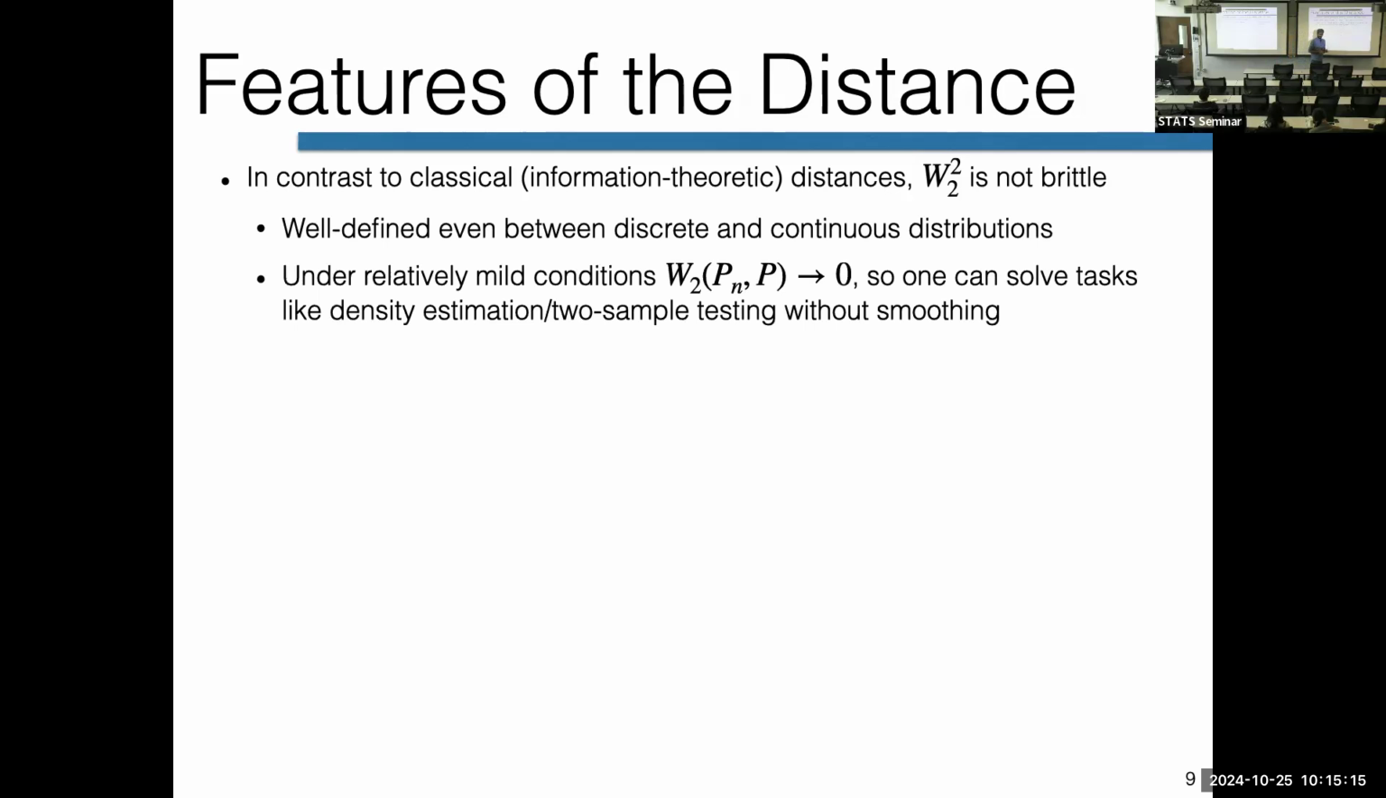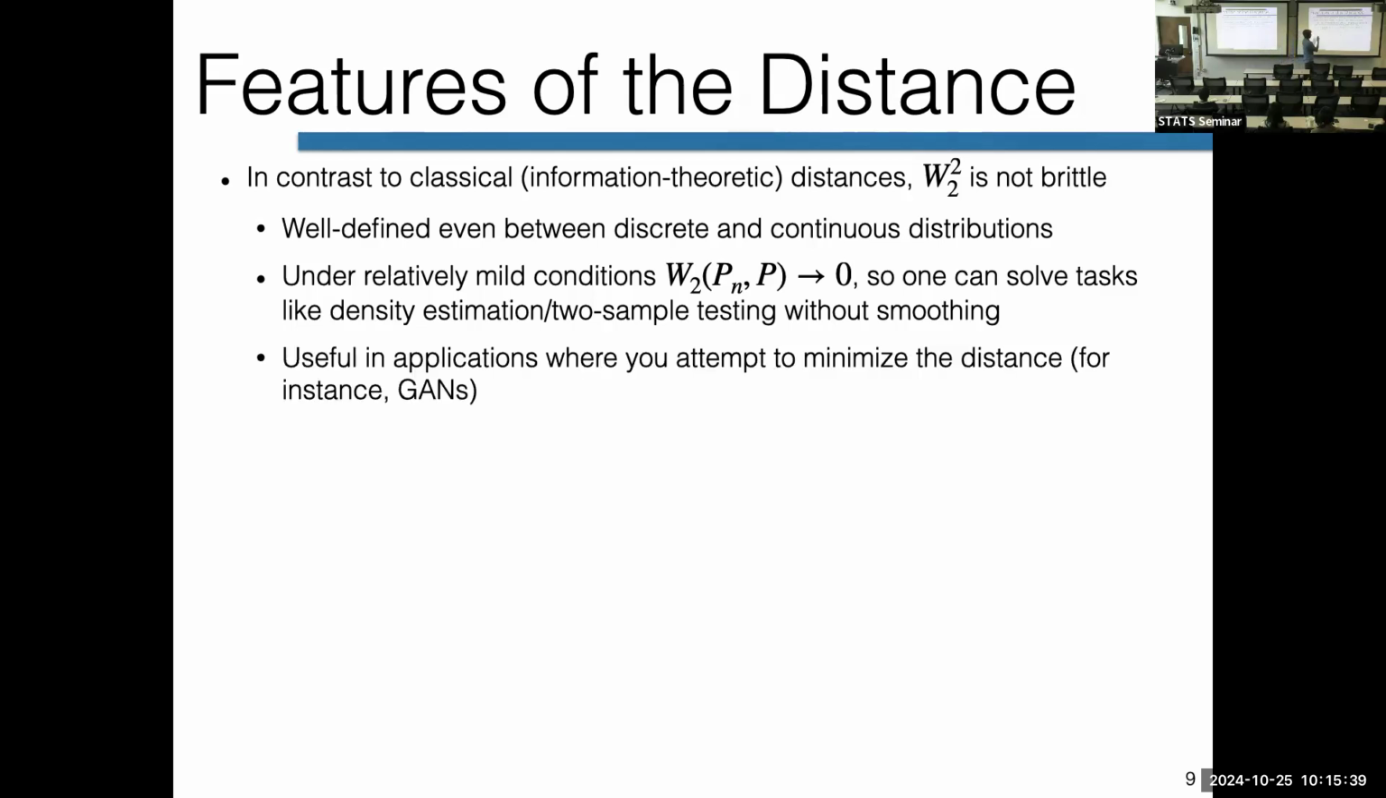Under relatively mild conditions, the empirical measure, so suppose I draw n samples from a distribution and I look at the Wasserstein distance between the empirical measure and the true distribution, one of them is discrete, one of them is continuous, this thing would go to 0. And what this tells you is that you can solve some tasks like two sample testing or density estimation and so on, often without any smoothing. So this is again a nice feature of the Wasserstein distance. And this in turn is useful in applications where you're trying to minimize the distance. GANs, or Wasserstein GANs, for example, try to construct maps that minimize some notion of the Wasserstein distance. It's just convenient that you don't have to do smoothing in order to understand this distance.